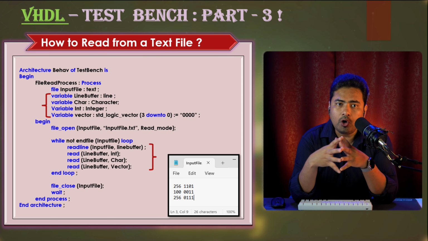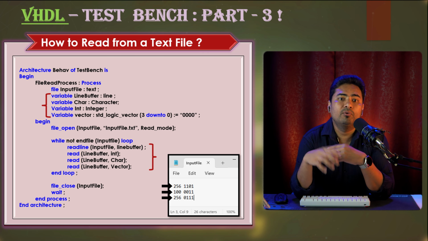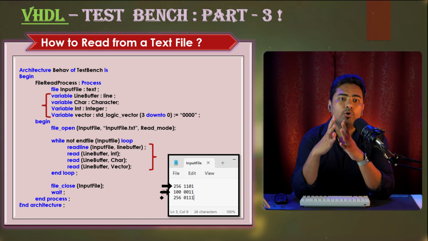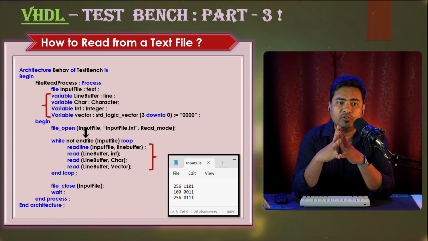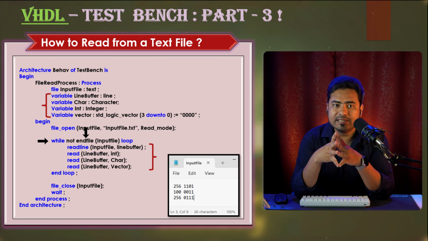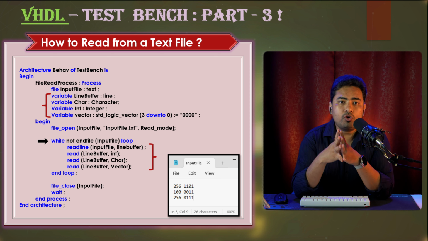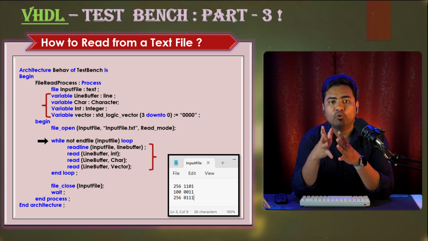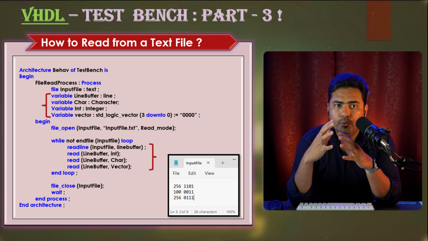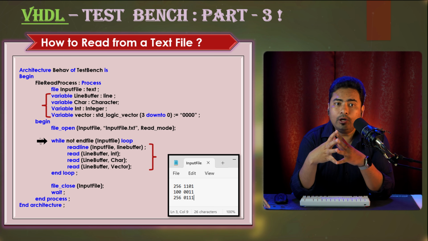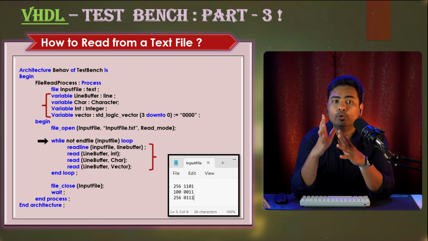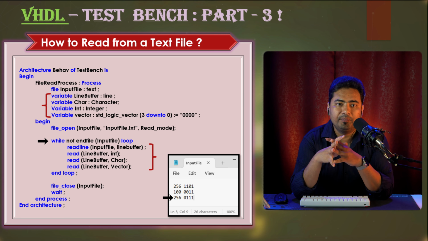Consider we do not know how many lines we have in our text file. We just want to read all of these lines from the text file. So we use this special type of function, and that is endfile. So we have this while loop with the endfile function. It is while not endfile(input_file) loop. So we read our data until we reach the end of file. This while loop keeps looping until you reach the end of your text file.